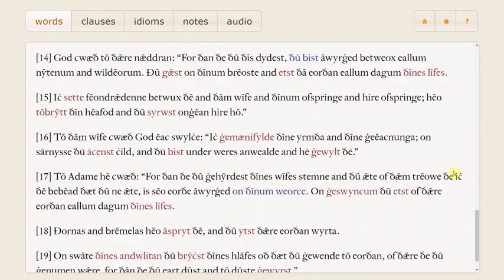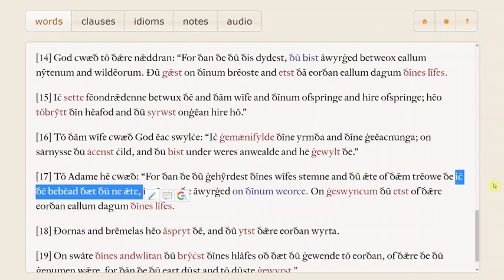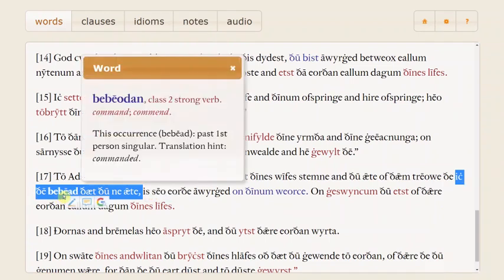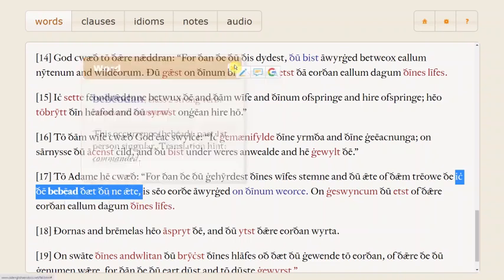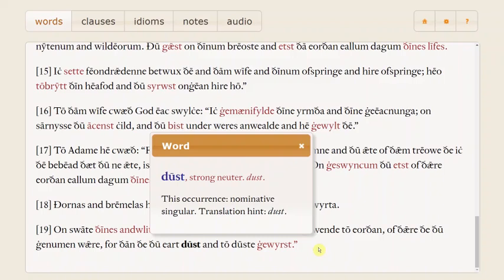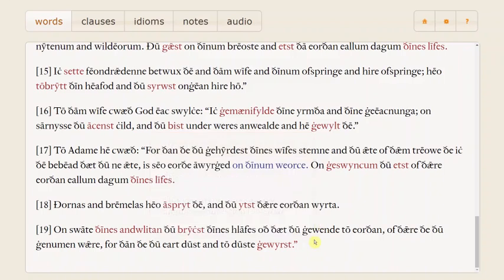There are lots of other examples here. This is an example in an embedded clause with word order. So this one: I, you, and then commanded that you not eat. I, you, commanded that you not eat. So this is subject, object, verb, clause. Final example from this page.